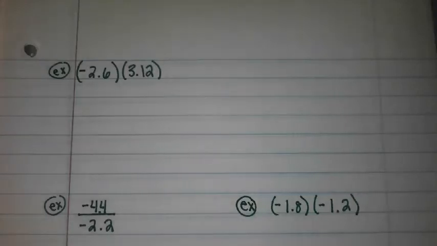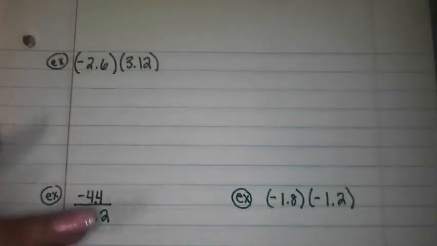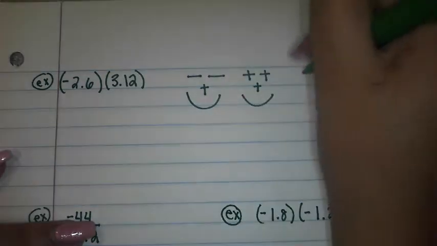Guys, if you're here, that means you got the last problem wrong. So we're going to talk about multiplying and dividing decimals. Now, multiplying decimals, you still need to remember the rules, because if you notice some of these examples, I threw negatives at you. So remember, if your signs are the same, your answer is going to be positive. But if your signs are different, then that means your answer is going to be negative.